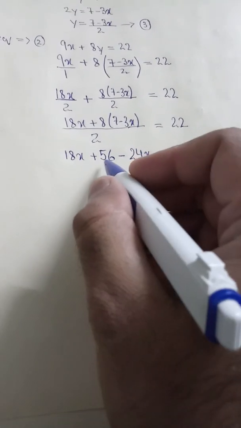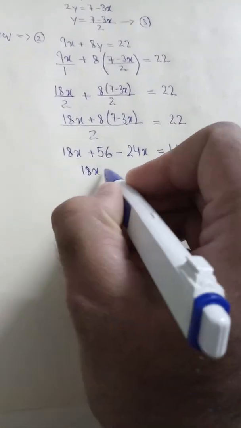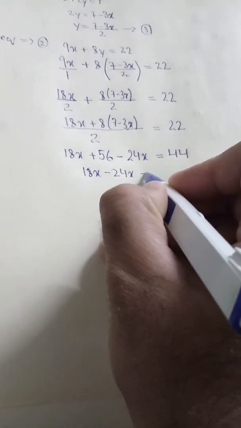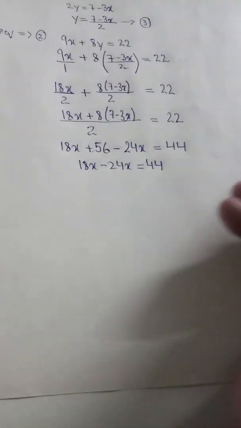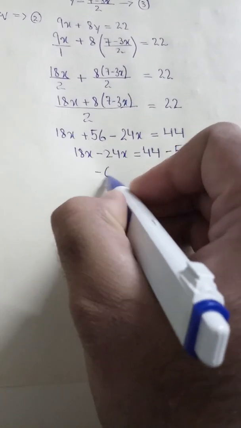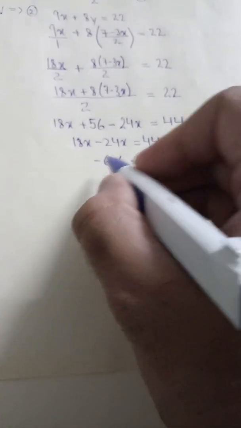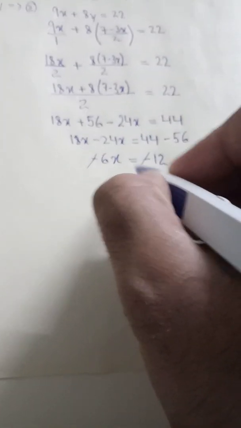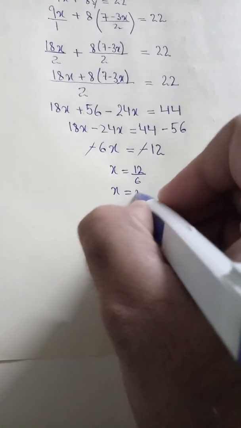So numbers on one side and x on one side. This 18x and this minus 24x equals this 44 as it is, and this positive 56 will go on that side and become negative 56. This will give me minus 6x, and this will give me minus 12. This negative will be cancelled out by this negative, and my x will be 12 upon 2, that is, the value of x is 2.